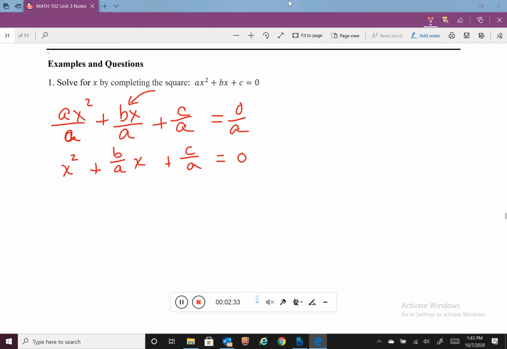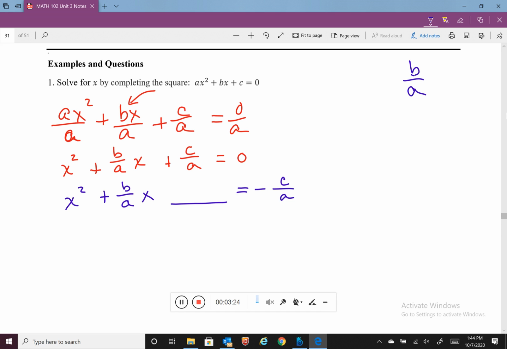Our next step is critical. We need to be able to complete the square, so that means we need to have the constant on the right-hand side. Next step, we're going to subtract c over a, and I'm going to leave some room right here so that we can complete the square. So when we subtract c over a from 0, we get negative c over a. So now we want to identify the coefficient of our first degree term, which is x, and so our coefficient is b divided by a.